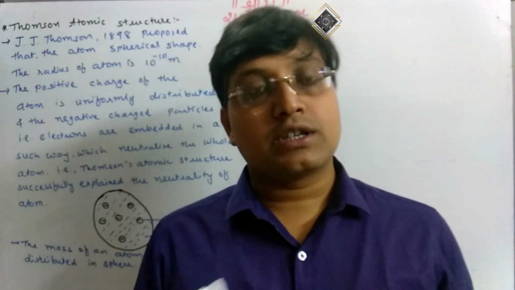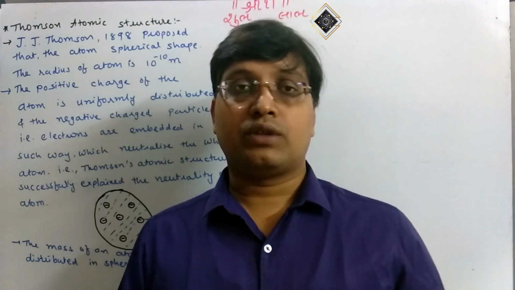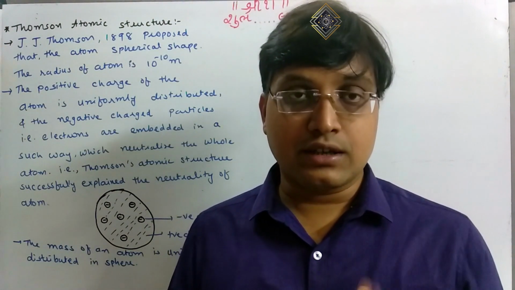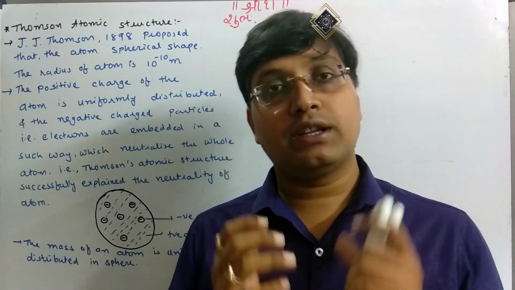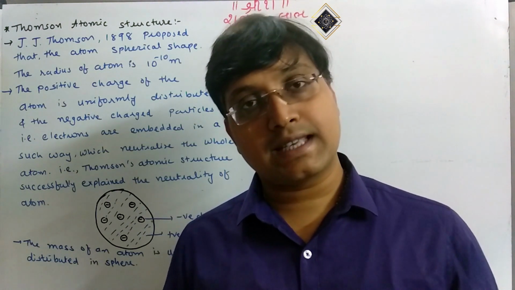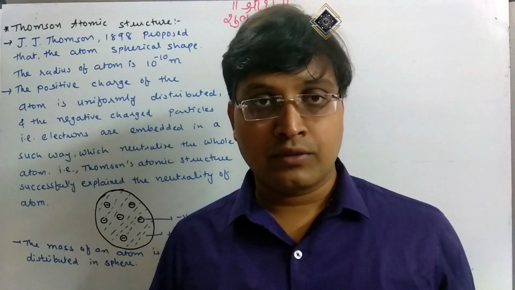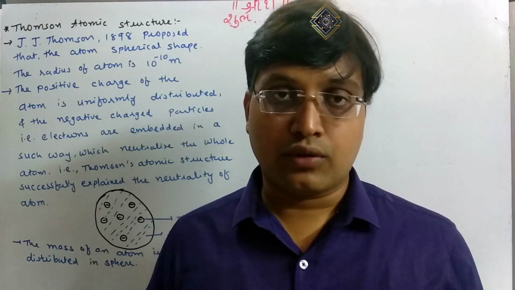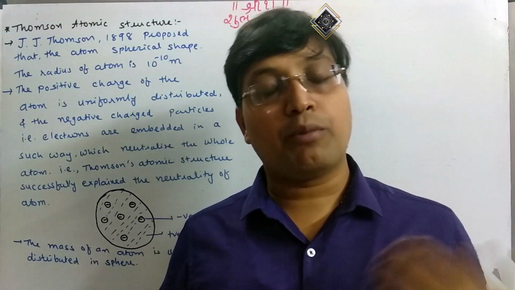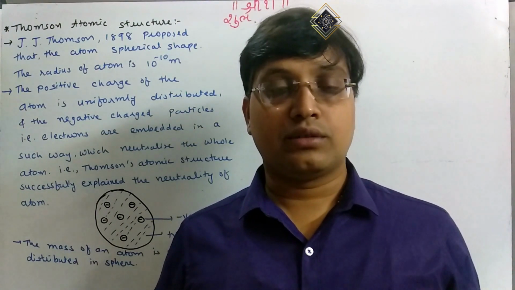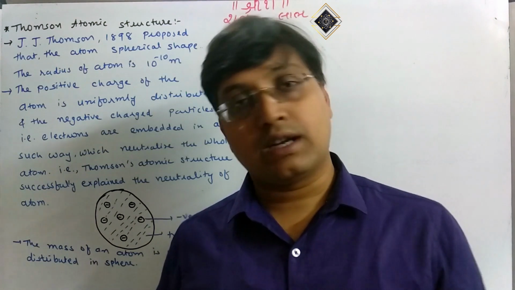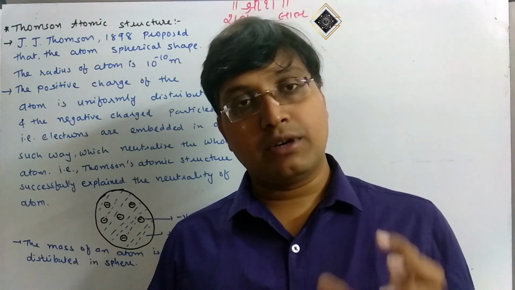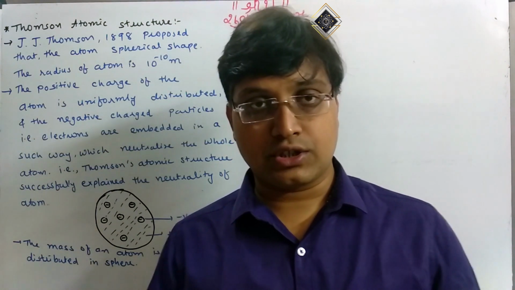J.J. Thomson's atomic structure successfully explained the neutrality of the atom, even though this structure was not accepted. The reason behind this is that when he tried to explain the atomic mass of atoms other than hydrogen, he failed. Not only that, later an experiment conducted by Rutherford gave observations totally opposite to the structure of the atom represented by Thomson. Clear? So these are the limitations of the Thomson atomic structure.